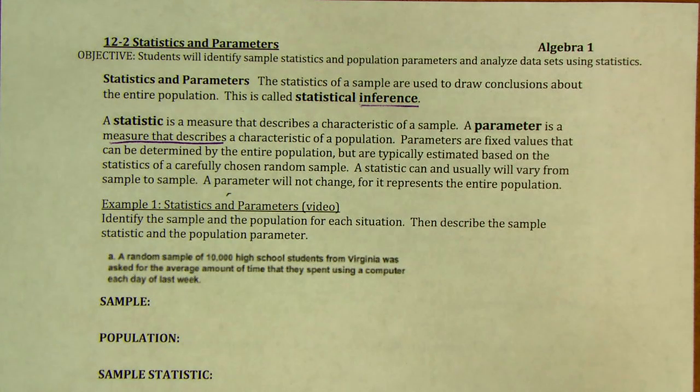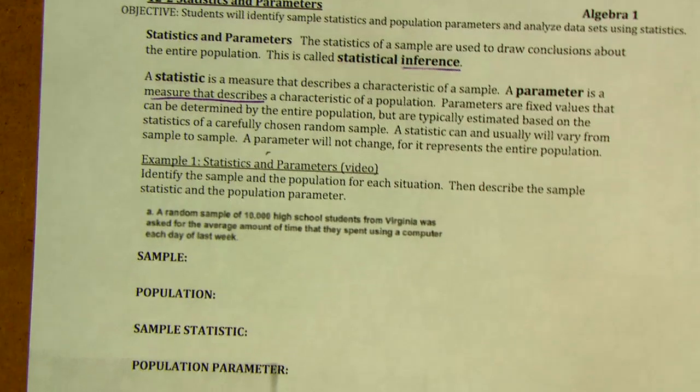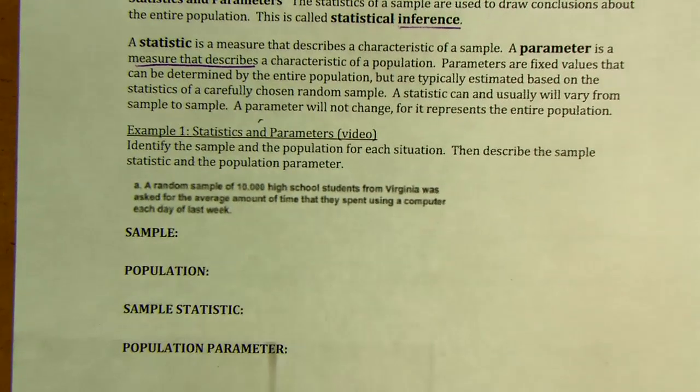So the first part of this lesson is really kind of some wordy things. We're going to identify a sample, then we're going to identify a population, and then describe the statistics and describe the population parameters. So let's look at this first example. A random sample of 10,000 high school students from Virginia was asked for the average amount of time they spent using a computer each day of last week.